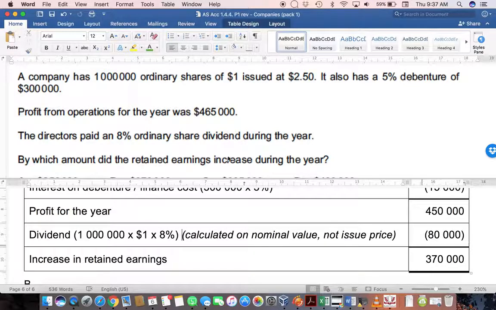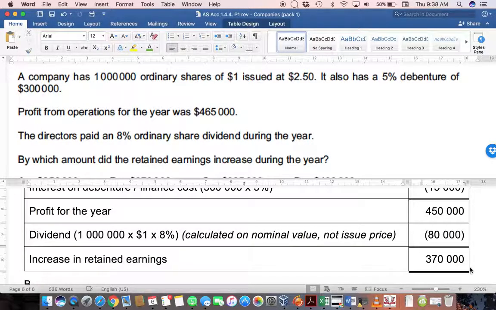And so now I can take into account this dividend, which is going to be my million times $1. Because if I'm referring to an 8% ordinary share, that 8% is being expressed as a percentage of my nominal or par value, or in other words, of my share capital. So I'm going to work out my share capital as $1 million times 8%, and I will then show 80,000. That will then reduce the retained earnings.